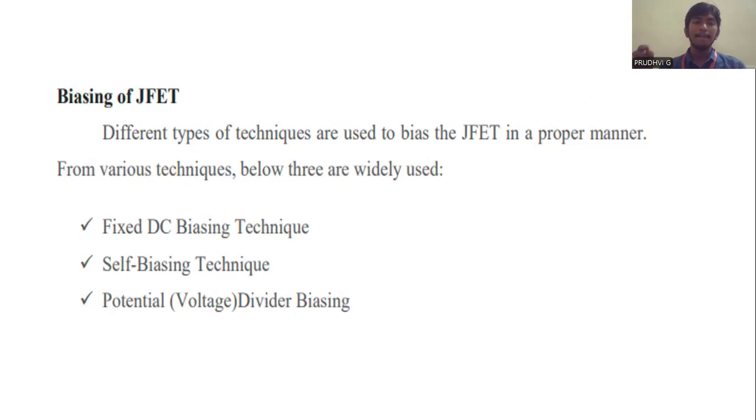Self biasing technique: we connect a resistor which is parallel to the source. When it comes to voltage divider biasing, we connect one more resistor, which is in series. It's almost the same as the self biasing technique, but we use two resistors, which are in series, but parallel to the source.